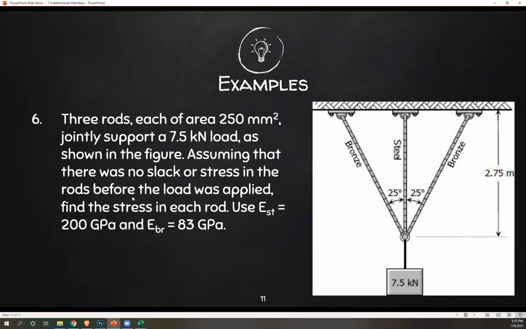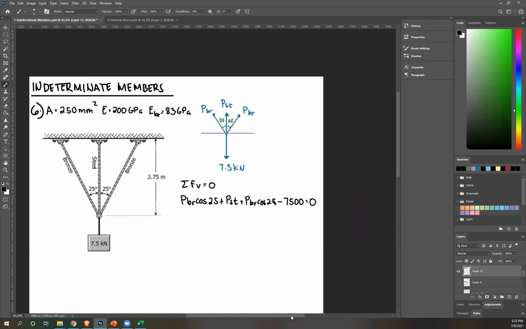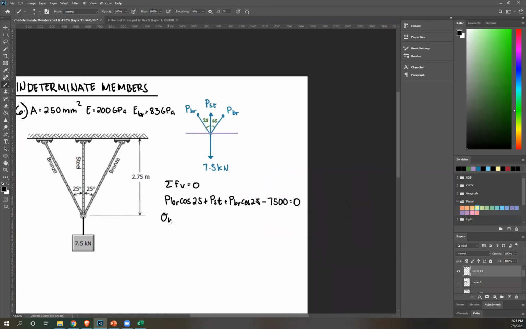So going back, we're looking for stress in each rod. So I'm gonna rewrite force in terms of stress. Remember, that's stress times area. So stress BR times area BR times cosine 25, twice, because there's two of them. Okay.